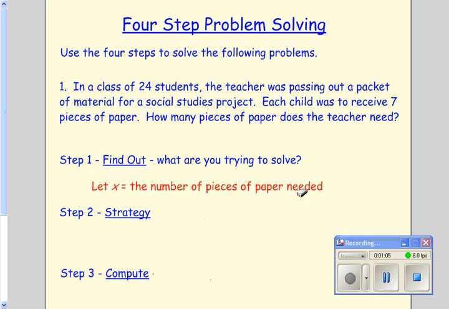Now the second step is to think of the strategy. So what that really is telling you to do is to think of how are you going to solve it. So how are we going to solve this one? How would we solve this? Jacob, multiplication. What are you going to multiply?